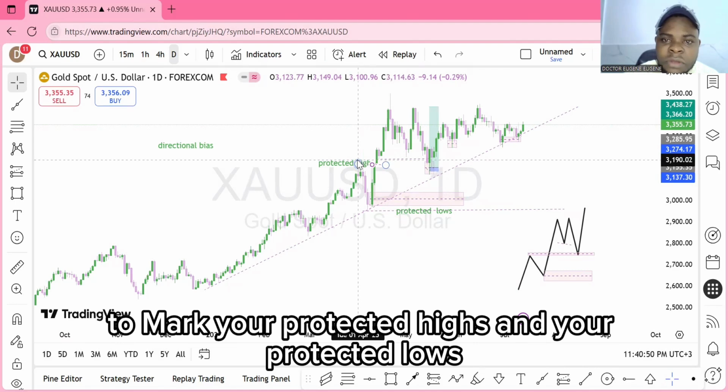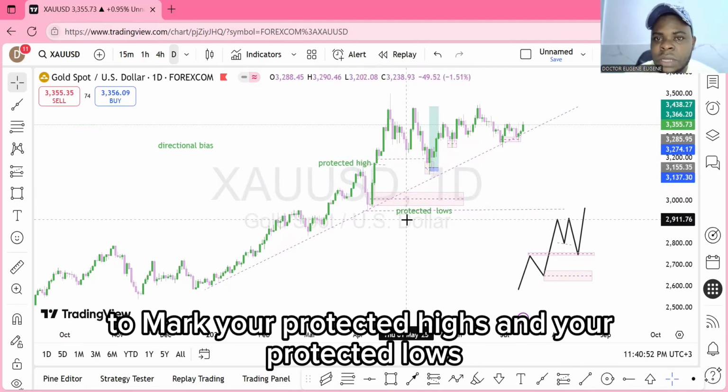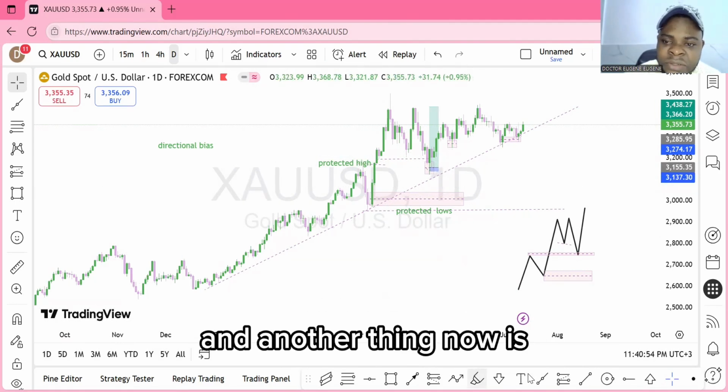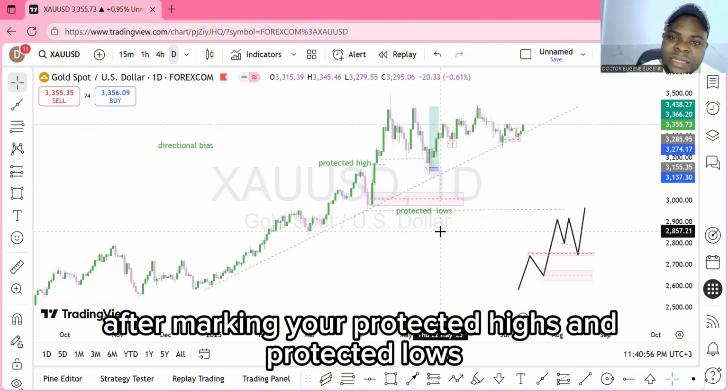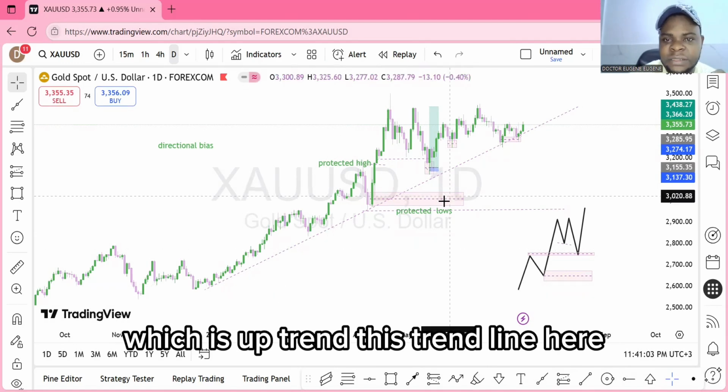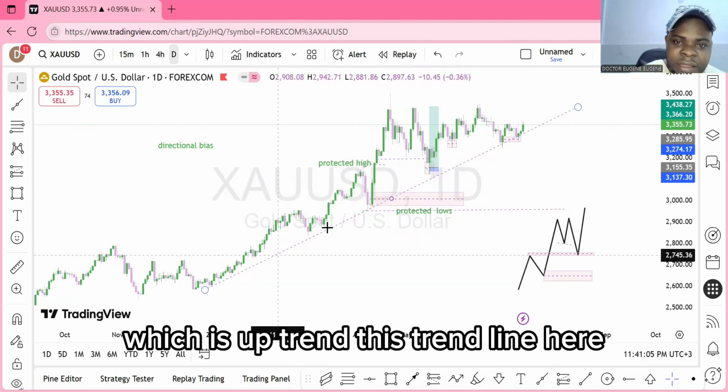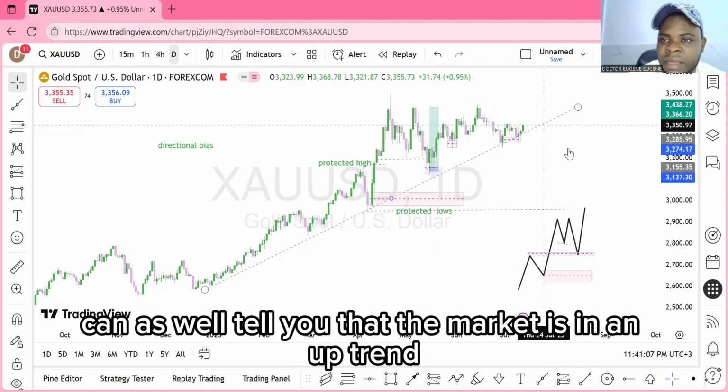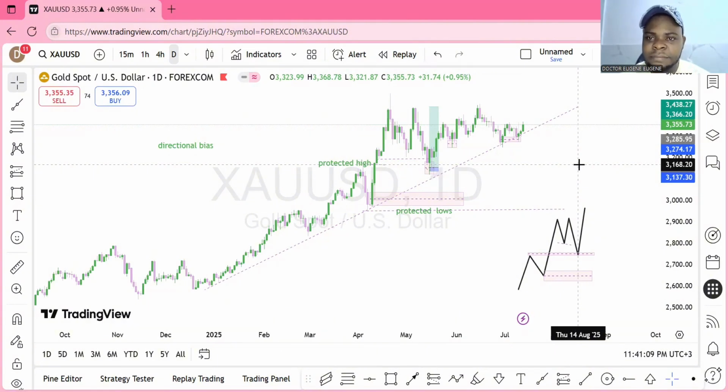Okay, to mark your protected highs and your protected lows. And another thing now is, after marking your protected highs and protected lows, where is the market going currently, which is uptrend? This trend line here can as well tell you that the market is in an uptrend.